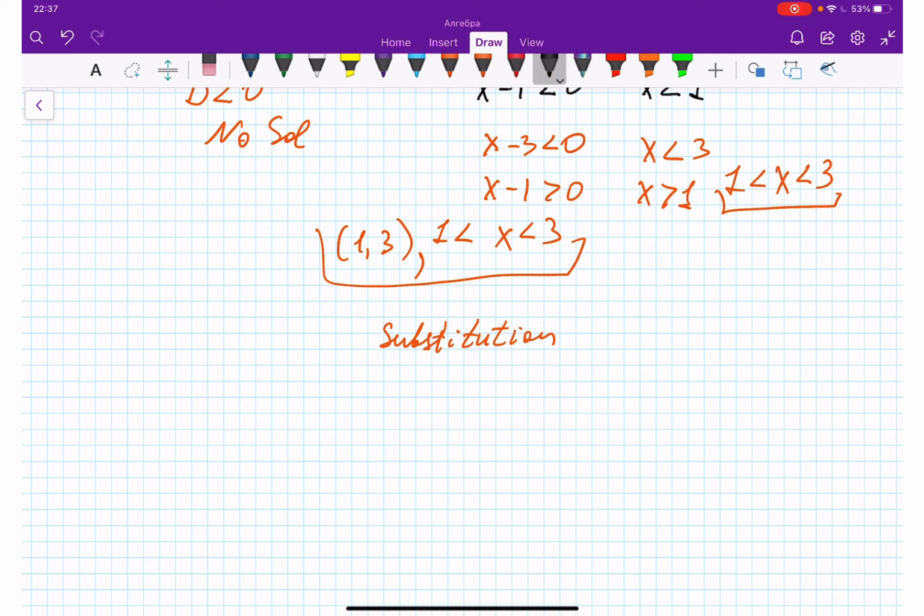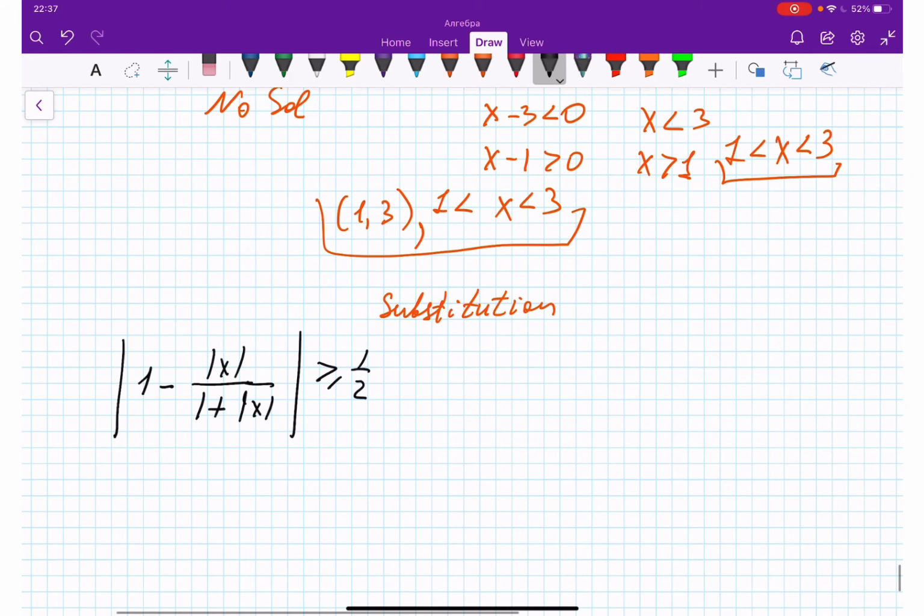So next one, I'm going to use the method of substitution. What do we have? 1 minus the absolute value of x, over 1 plus the absolute value of x, with absolute value, greater or equal to 1/2. So this is what kind of substitution I'm going to do. Let t equal the absolute value of x. It's a big difference. Not just x, but the absolute value of x.